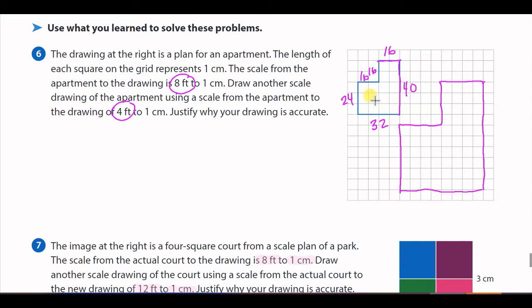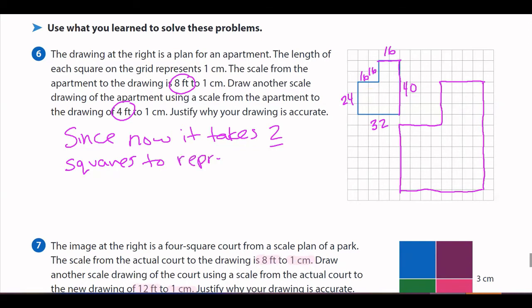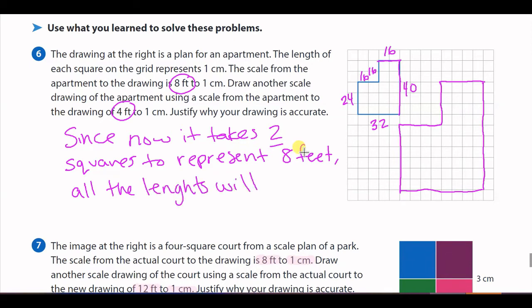Okay, so since now it takes 2 squares to represent 8 feet, all the lengths will have to be doubled. There we go, that's better.